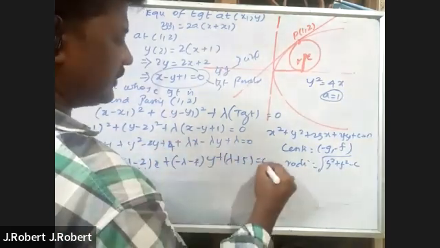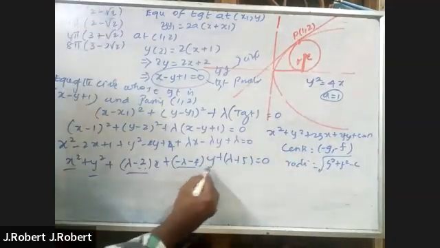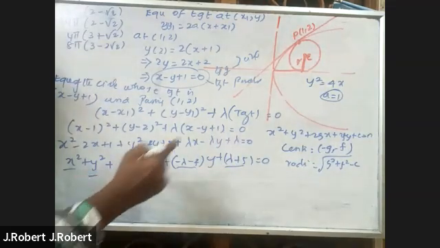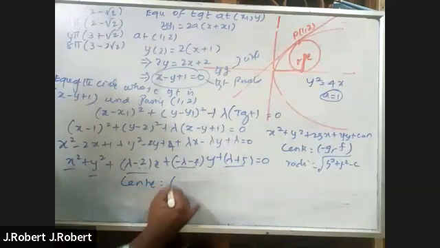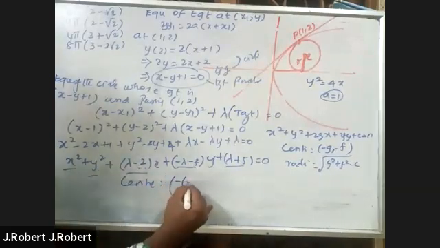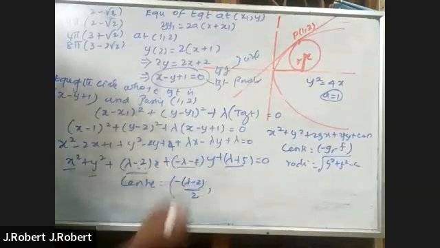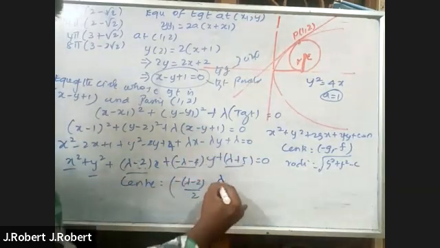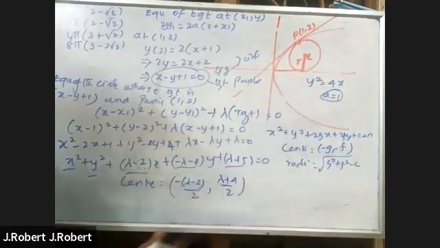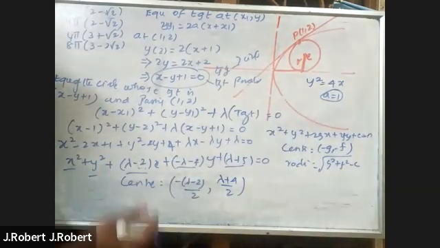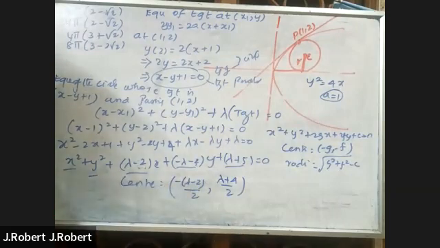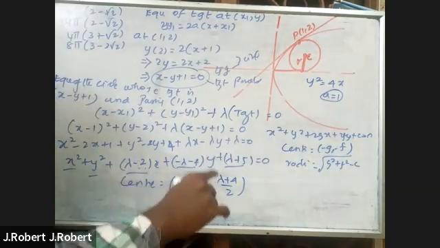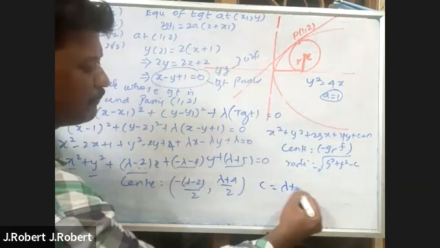This is of the form x square plus y square plus 2gx plus 2fy plus c equal to 0. Here 2g is lambda minus 2. If you want to find the center, it is minus g, minus f: minus of (lambda minus 2) divided by 2, and minus of (lambda plus 4) divided by 2. I want only minus g, minus f. This is called your center. Using this center, we can find the radius, square root of g square plus f square minus c, where c is lambda plus 5.